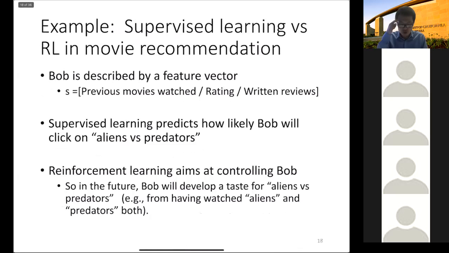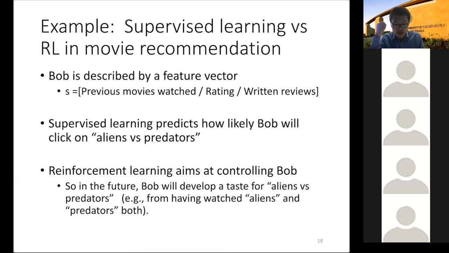So as an example, let's say that we are using reinforcement learning, in comparison to supervised learning, in a task that, say, Netflix cares about: movie recommendation. Let's say Bob is a Netflix user on the Netflix website, and they are describing Bob by his user profile. This is described by a feature vector that captures information about all the previous movies that Bob has watched and provided ratings and maybe written reviews for on the Netflix website, right?